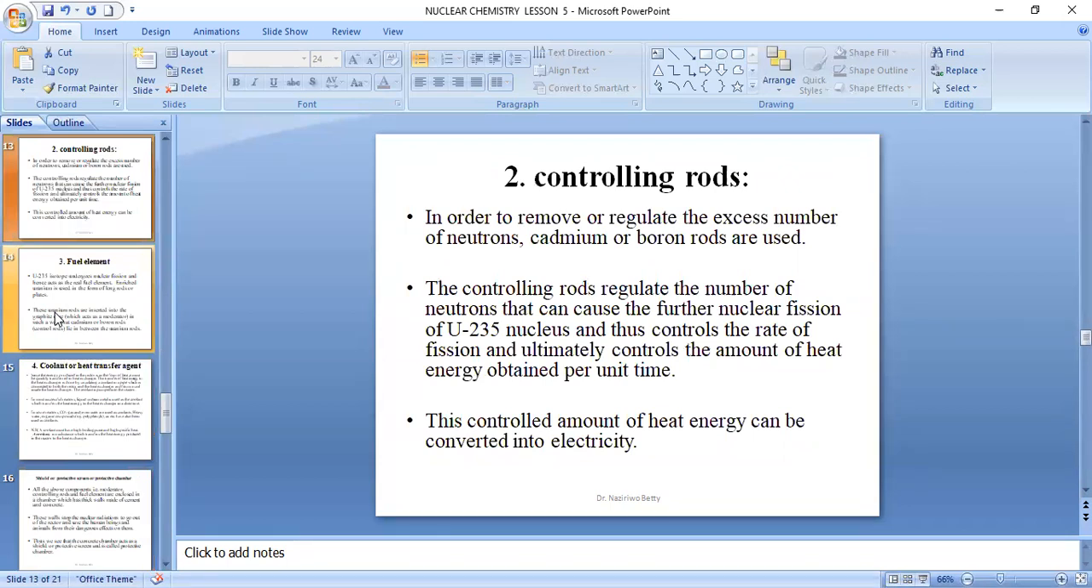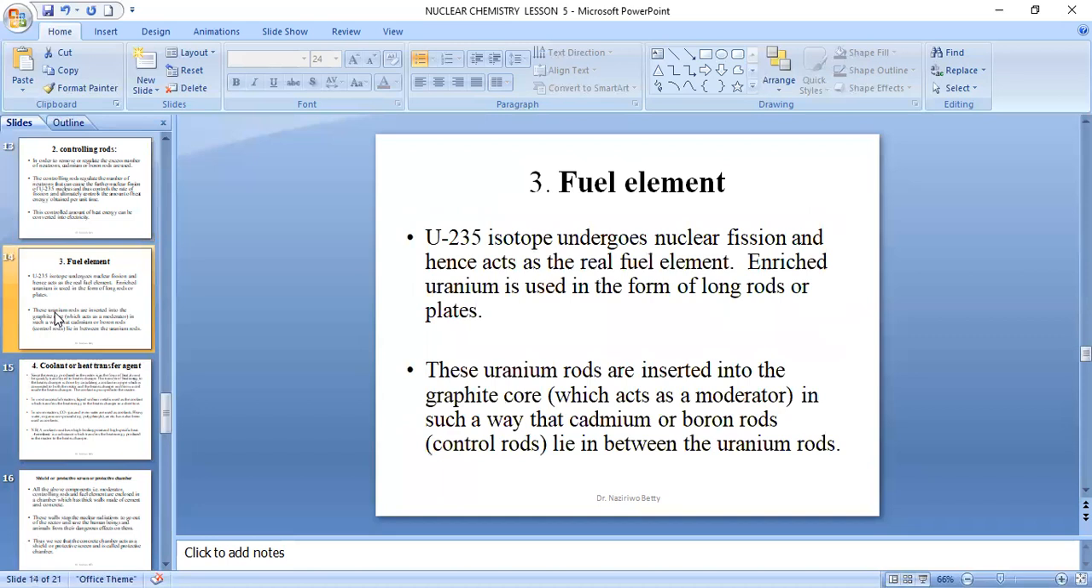Another part is a controlling rod. In order to regulate the excess number of neutrons, cadmium or boron rods are used. The controlling rods regulate the number of neutrons that can cause the further nuclear fission of uranium-235 nucleus, and thus control the rate of fission and the amount of energy obtained per unit time. This controlled amount of heat energy can be converted into electricity.